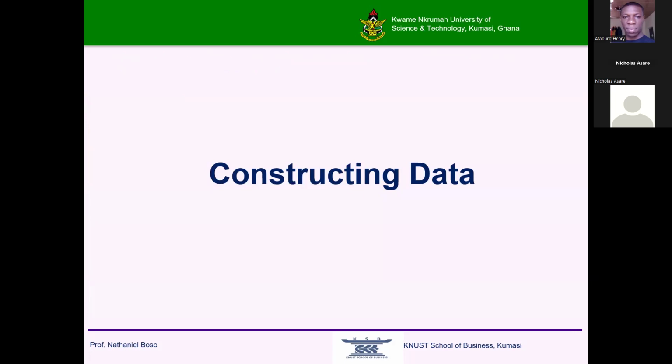All right. So either qualitative or quantitative or a mix of the two, there is data to be collected. How do you construct the data? So we will discuss data construction from the two broad perspectives. That's qualitative and quantitative data construction.